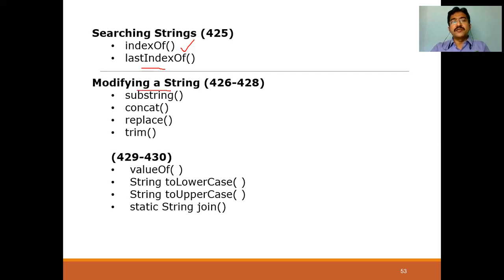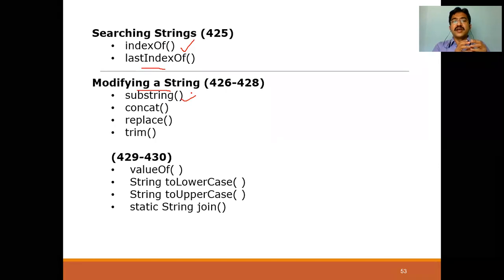Now we can also modify a string, with the help of substring. For example, Java Programming is a string. When you want to modify Java Programming to OO Programming, your substring has to be modified, replacing Java with OO. We can replace this with the help of the substring method.